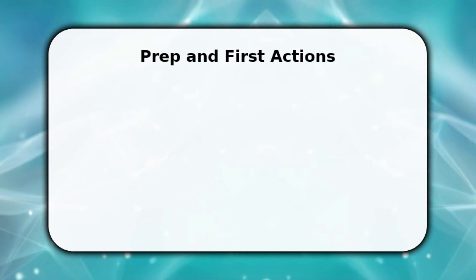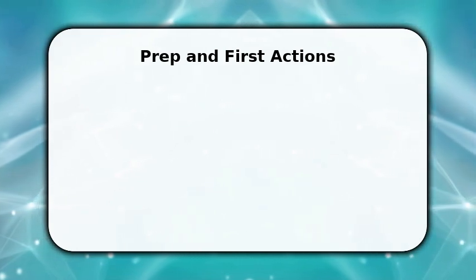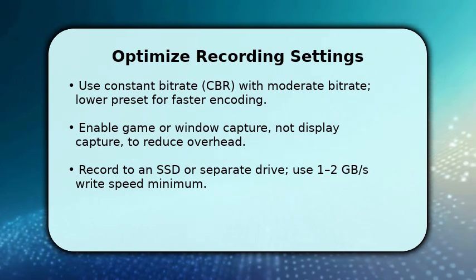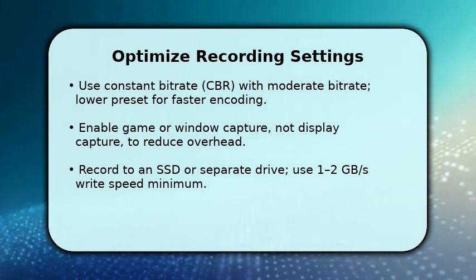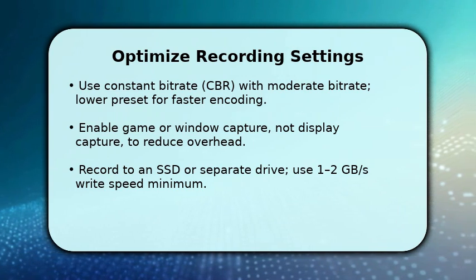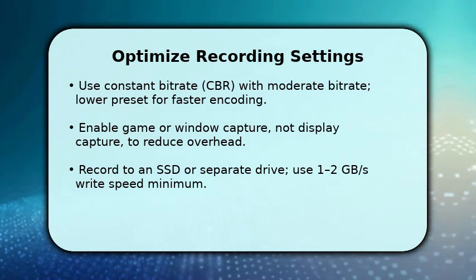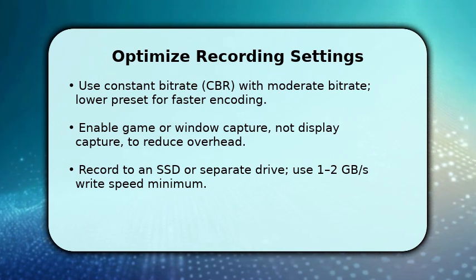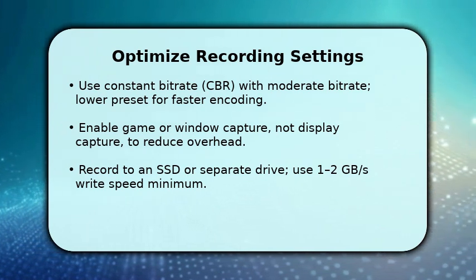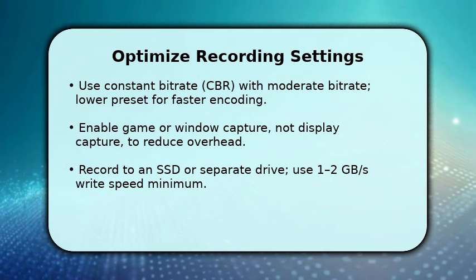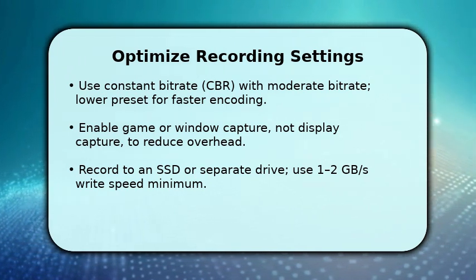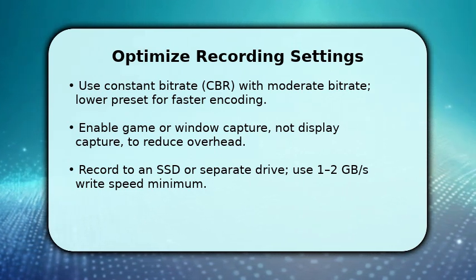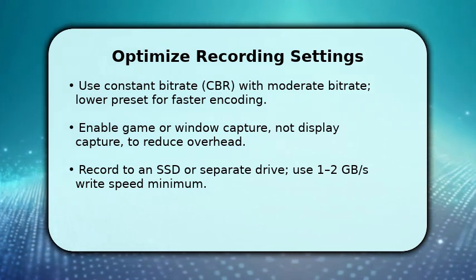Now optimize the recorder. Choose CBR with a reasonable bitrate so the encoder maintains steady output and avoids spikes that cause lag. Make sure you capture the game or application window directly instead of full display capture, because that reduces GPU compositing work. Set the encoder preset one step faster if lag persists, and direct recordings to an SSD or a separate physical drive with at least 1 to 2 gigabytes per second write capability.